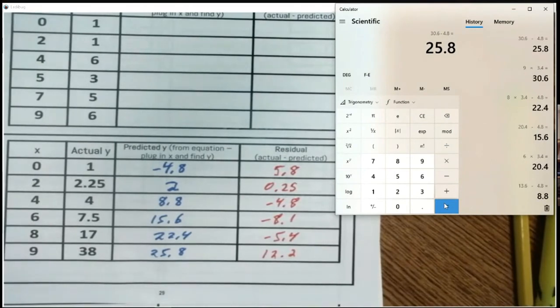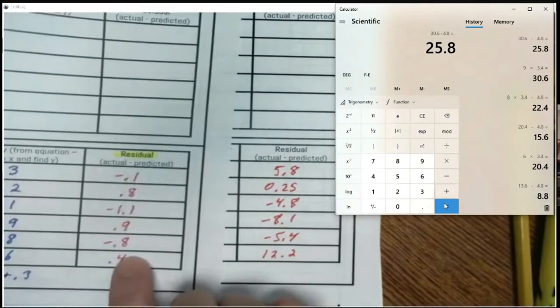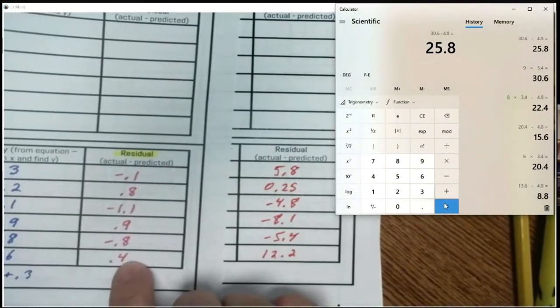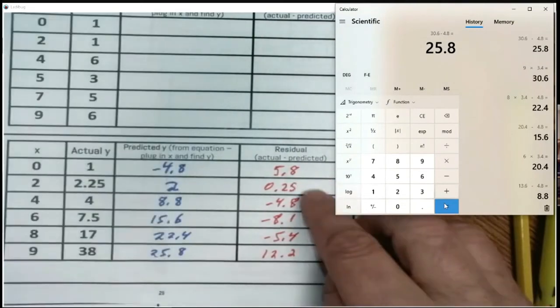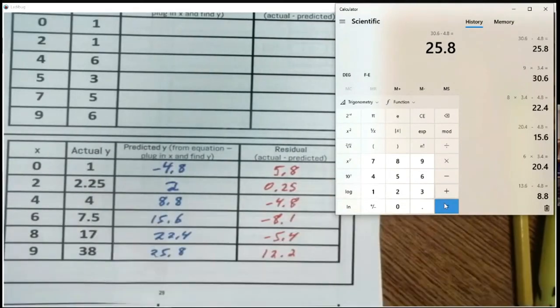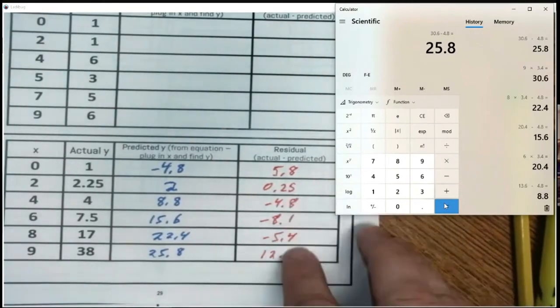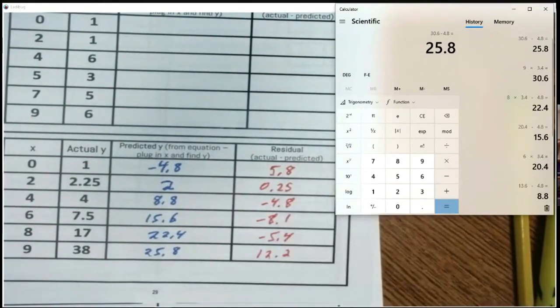Now, if we compare that to what we did on the other one, these were all very close to 1. Most of them were less than 1 away from 0. There's only one of them that's even close to 0 here. These are all very large numbers. The residual's way off of that.